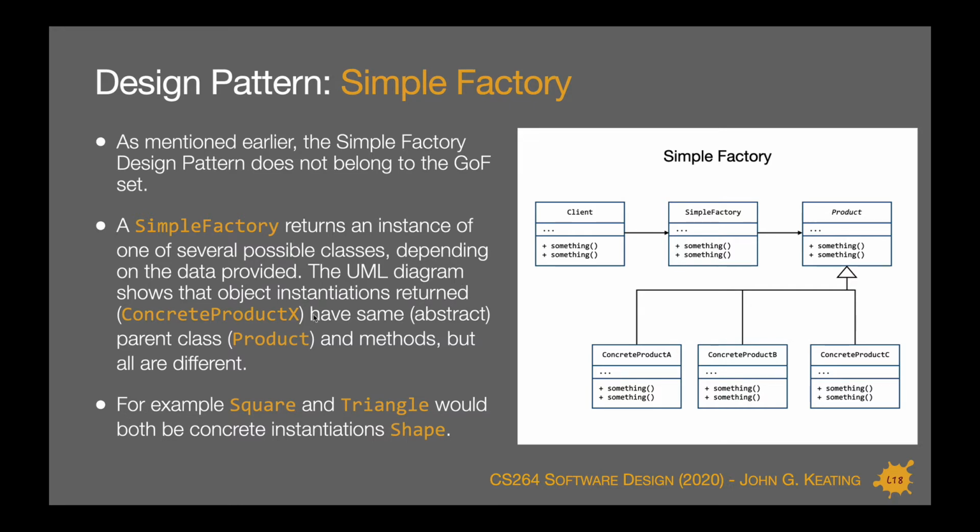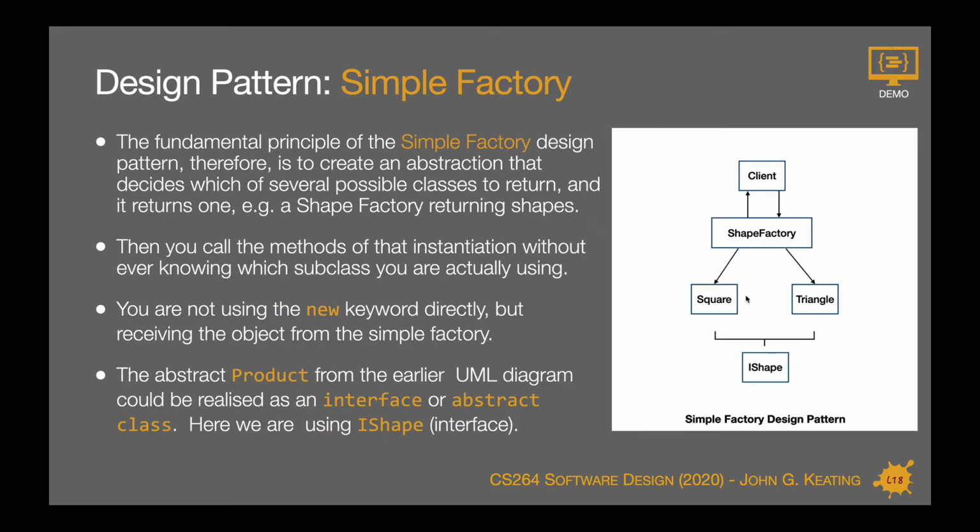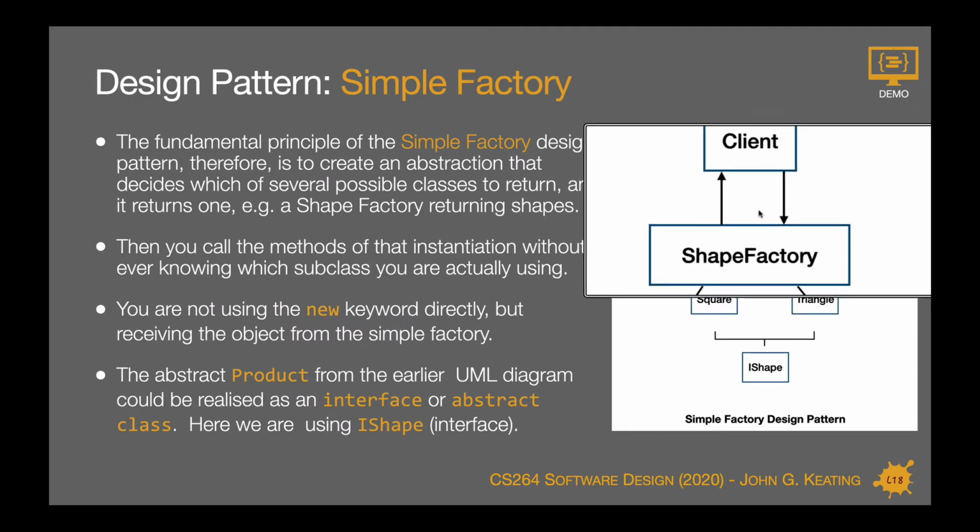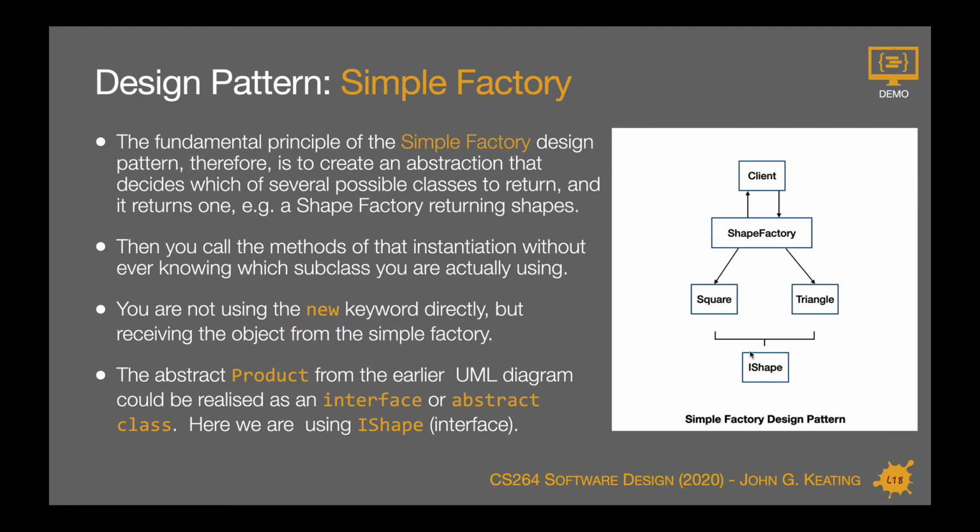So here we really see that the object instantiations that are returned, like concrete product X or whatever, it could be A, B, or C, have the same parent class, which is product, and methods, but they are all different. For example, as I said, square and triangle will both be considered concrete instantiations of a shape. And I've produced a little diagram here to give you an overview of how it works.